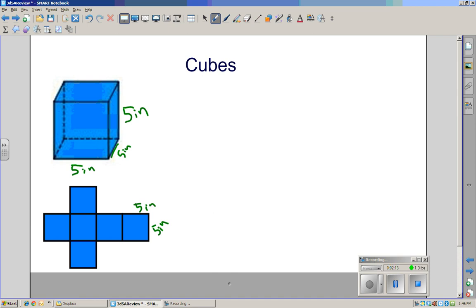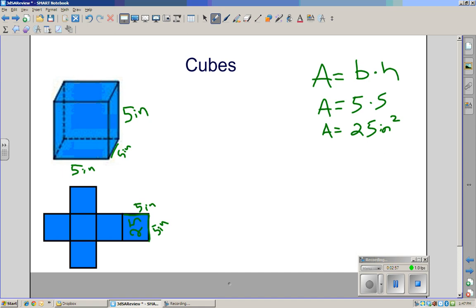Your first equation that you need to know, and you'll remember this from your 2D area, is that the area of a square or a rectangle is A equals base times height. We just need to find that for one square in a cube. So my base of this square is 5, and my height is 5. When I do 5 times 5, base times height, I get 25 inches squared. Now, that is just the area of one square. We need to find 6 of them.